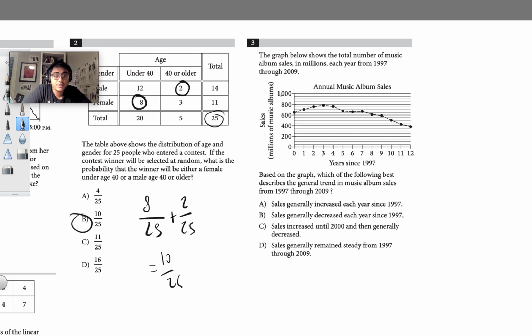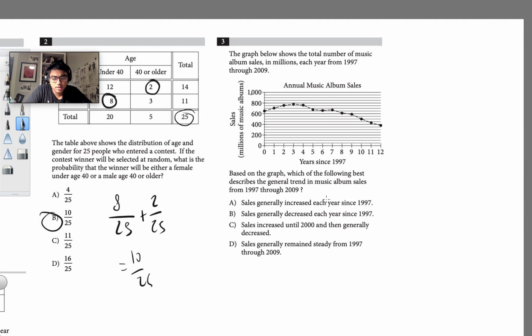The graph above shows the total number of music album sales in millions each year from 1997 to 2009. Based on the graph, which of the following best describes the general trend in music album sales from 1997 through 2009? Sales generally increased each year since 1997.